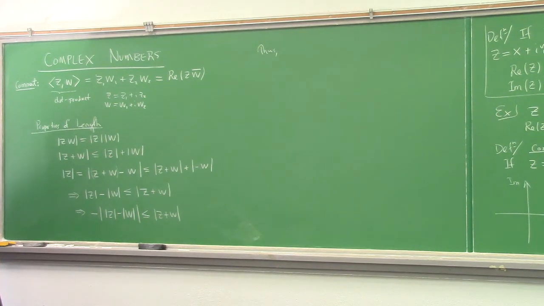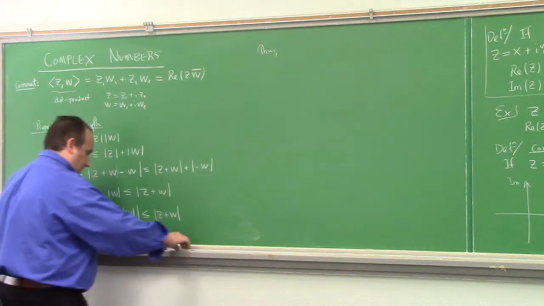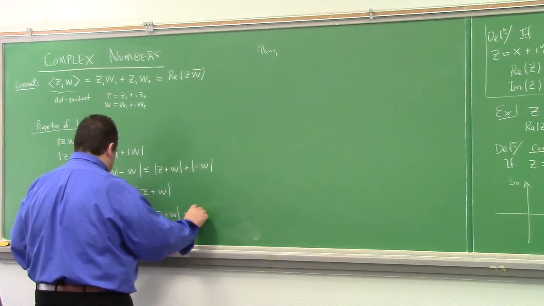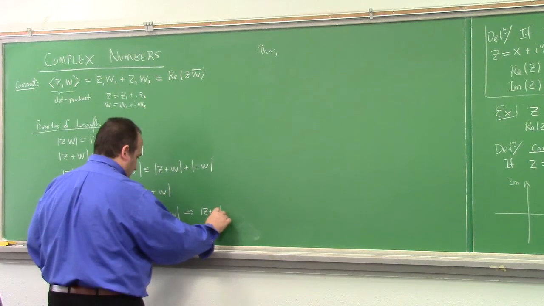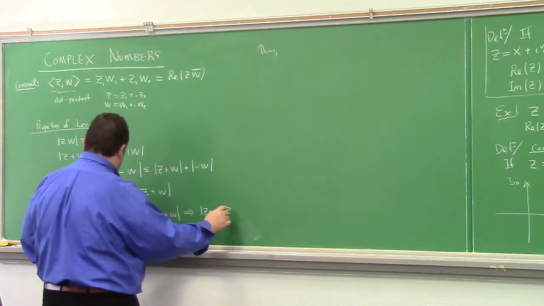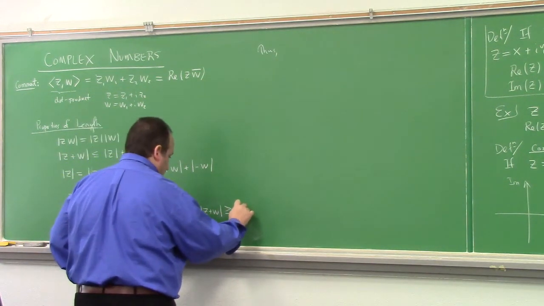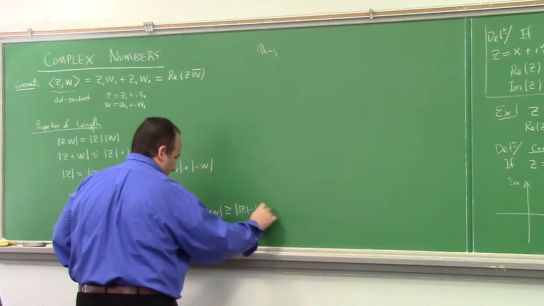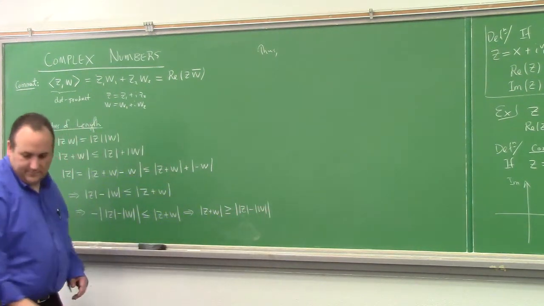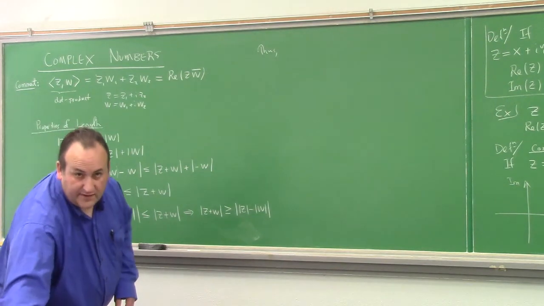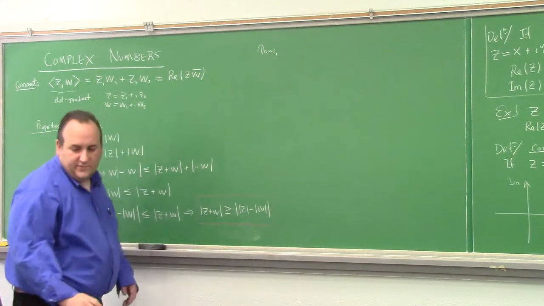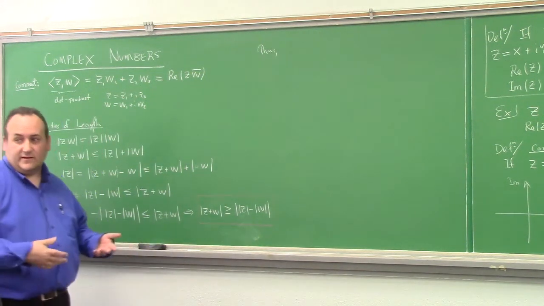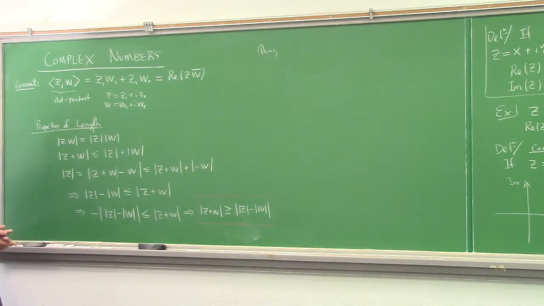And what does that tell you? Well, if you multiply that by minus 1, what does it get you? It gets you that the absolute value, excuse me, the length of Z plus W is greater than or equal to the absolute value of the length of Z minus the length of W. So there you go. That's very useful. This right here is very useful for certain arguments later. We use both the triangle inequality and this inequality for making bounds. Let me show you how that's useful before I go on.